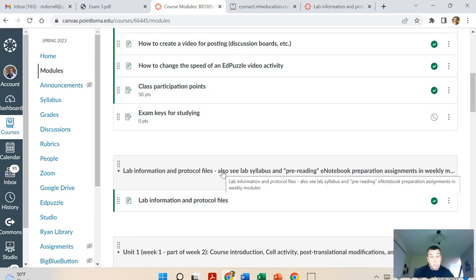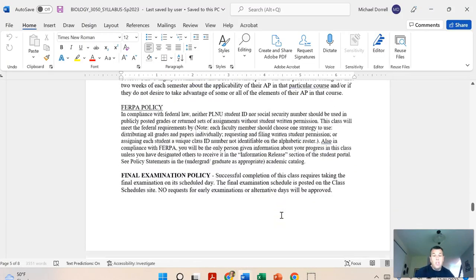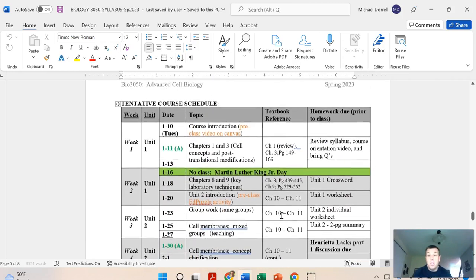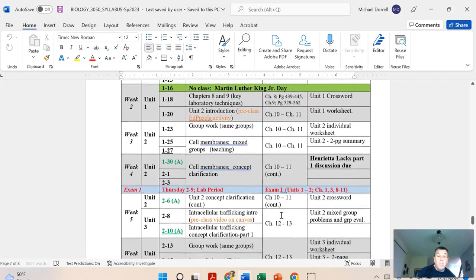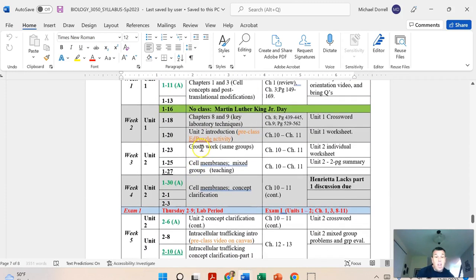All right, let me jump to the last part of the syllabus here. So if we go back to the syllabus, here's the course schedule. Let's jump to Unit 2, for example. In Unit 2 you'll see that we have an introduction, like I talked about, that first class. Then in the group work, you're going to be in the same groups, and so your unit worksheet is due by then so that you are able to participate in your same group and help each other with misconceptions and clarifying things that you maybe didn't fully understand.